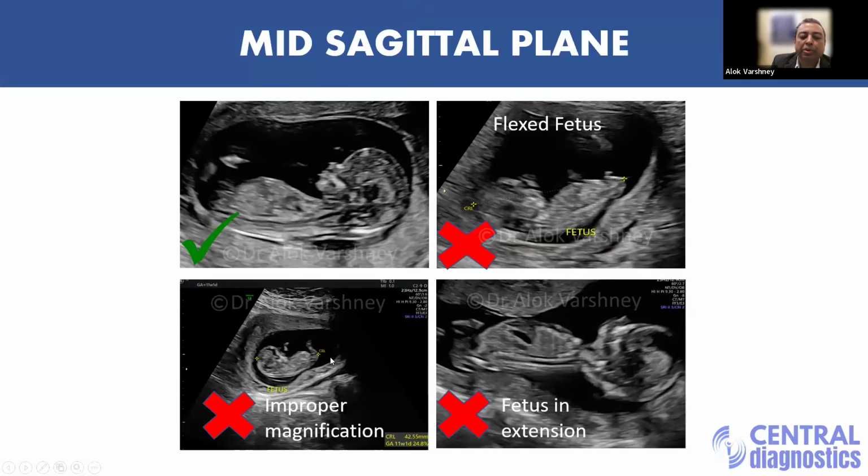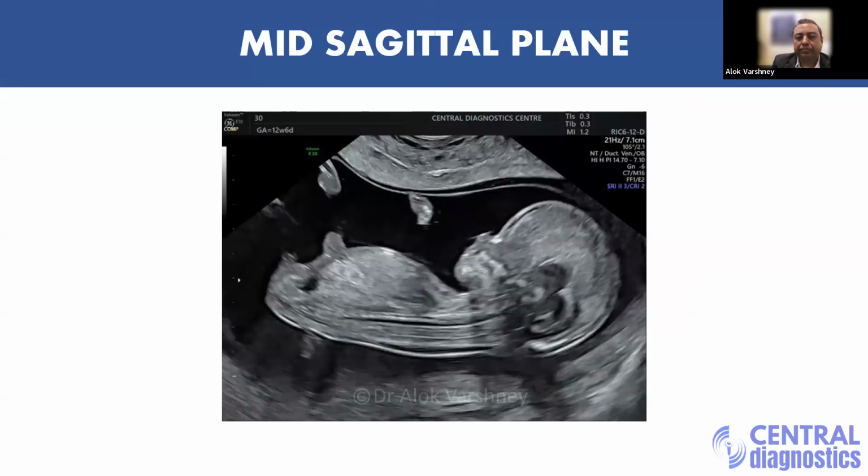Here we have an improper magnification, and here we have the fetus in extension. The neck is hyperextended. So we see a lot of fluid underneath the chin. So this again is going to make the measurement unreliable. So this is the image to aim for. You have to be patient so that you get this kind of an image, and that's when you are going to get a good measurement. So that's the mid-sagittal plane.